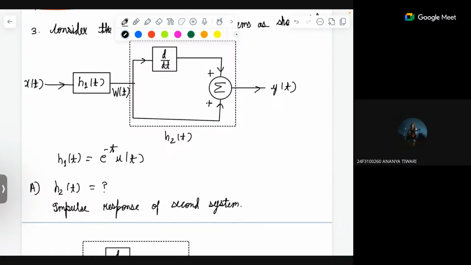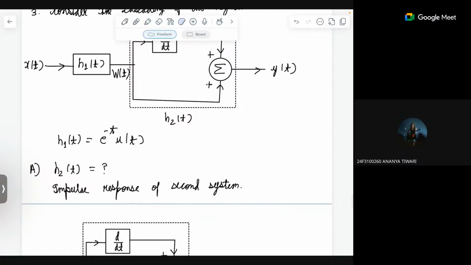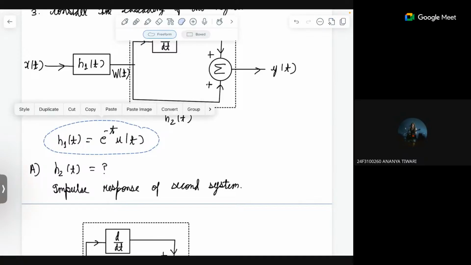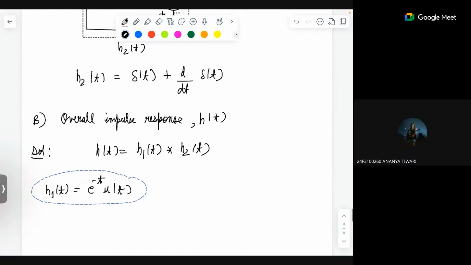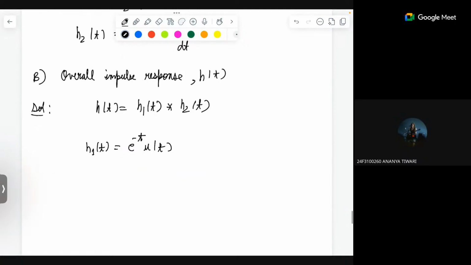So now you have to solve. I will just copy paste it so that you can see. Okay, take 2 minutes and start solving. Question is clear now, second part? Yes, ma'am. Okay, start.